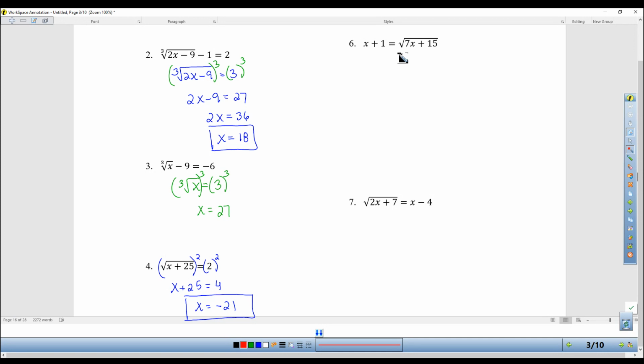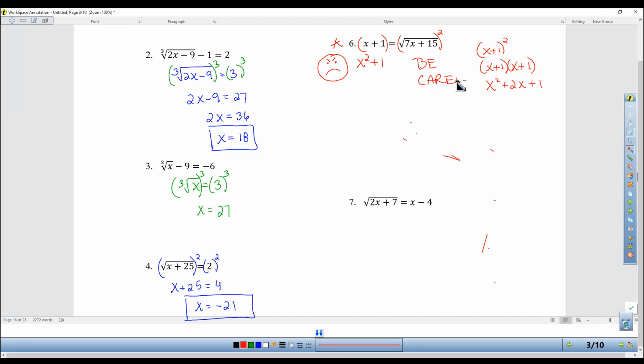Next one. Okay, so this is where it starts to get a little harder. So the radical's already been isolated. You can't subtract 1 from both sides. So you're already on the step where you're going to square both sides. Now, if your instinct is to write x squared plus 1, you need to write a big frowny face on your paper to remind you that this is not true. When you square x plus 1, you have to do x plus 1 times x plus 1, which is x squared plus 2x plus 1. So be careful. This is the biggest mistake in this section.